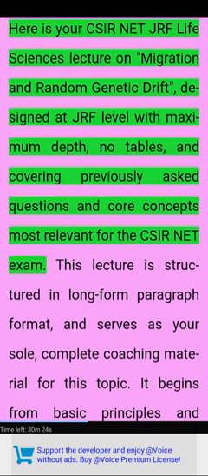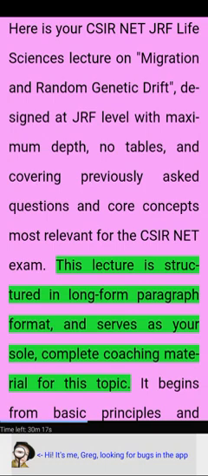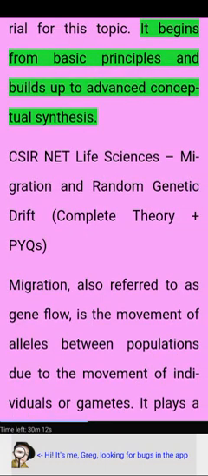Here is your CSIR NET JRF Life Sciences lecture on migration and random genetic drift, designed at JRF level with maximum depth, no tables, and covering previously asked questions and core concepts most relevant for the CSIR NET exam. This lecture is structured in long-form paragraph format and serves as your sole, complete coaching material for this topic. It begins from basic principles and builds up to advanced conceptual synthesis.